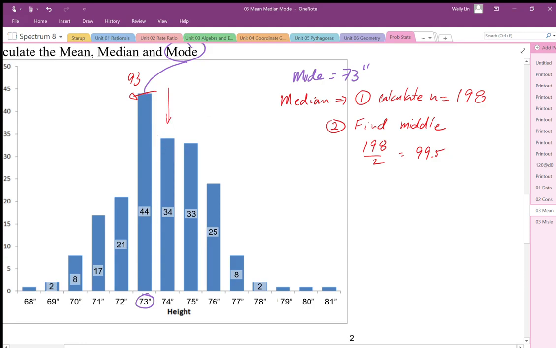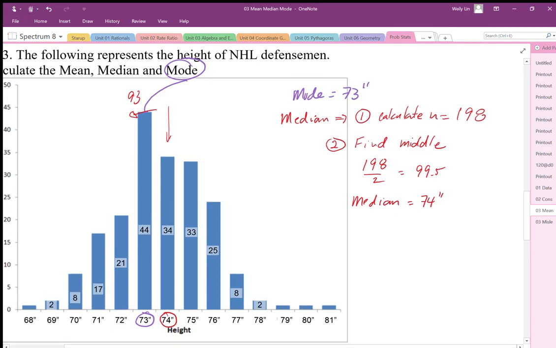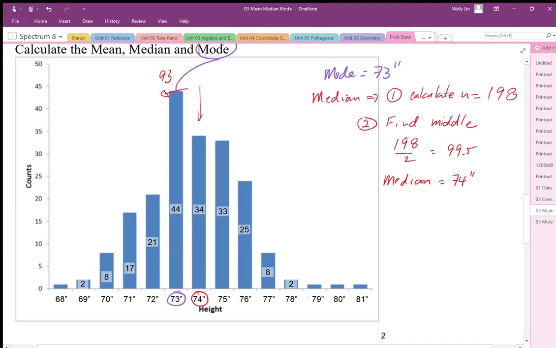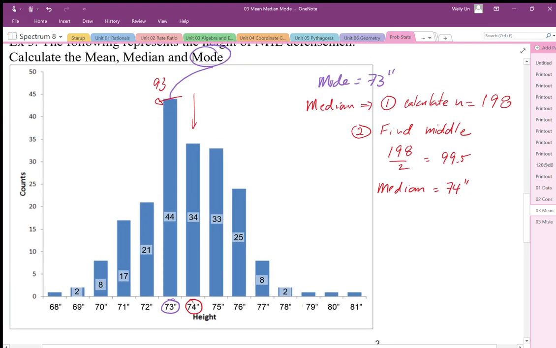Okay, so what we can say then is the median is equal to the score 74 inches. So we know half the people in the NHL are 6'2" and smaller, and 6'2" and taller. Okay, so that's how we find median. All right, going to the mean.